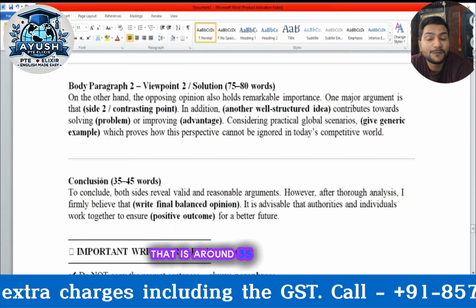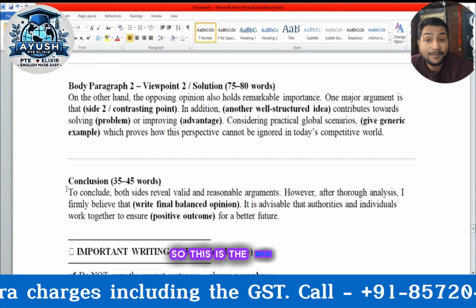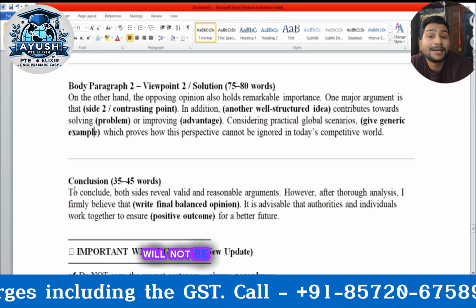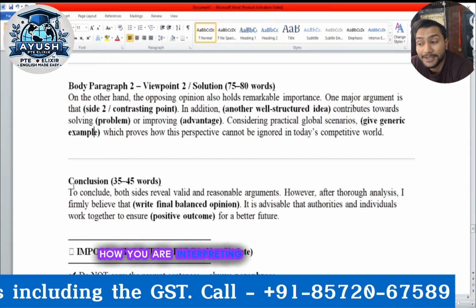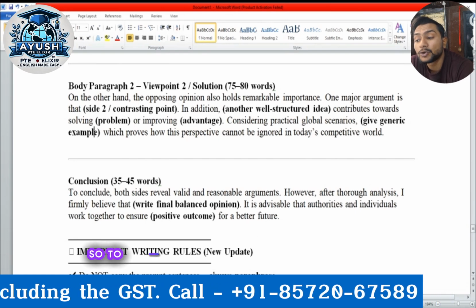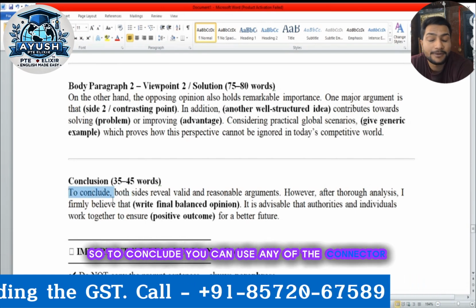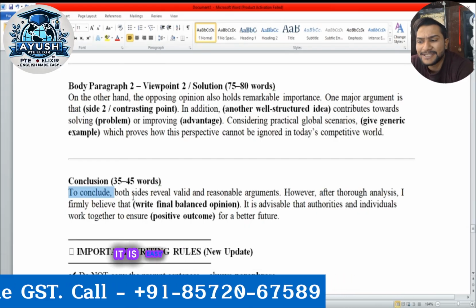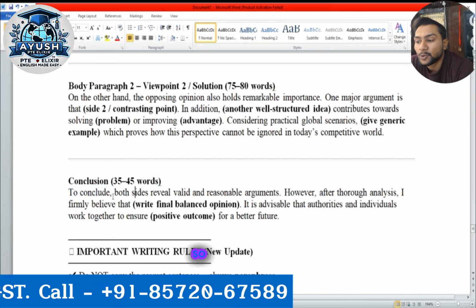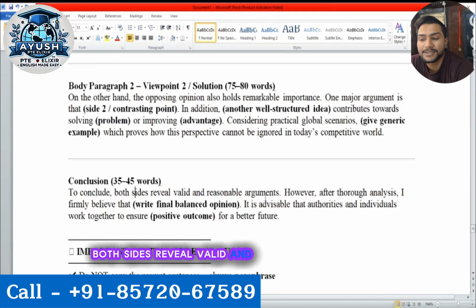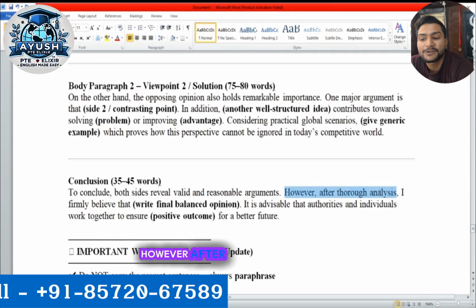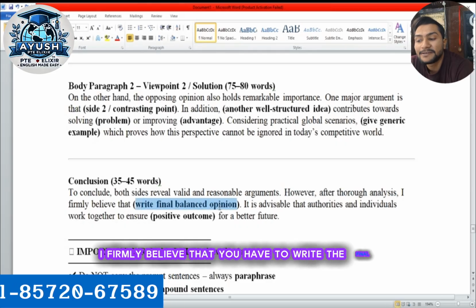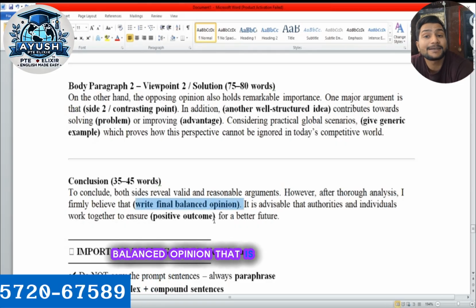That is around 35 to 45 words. So this is the main part, because if you're not concluding anything, the reader or examiner will not get the idea of how you are interpreting the essay. So to conclude, you can use any of the connectors, but this is the simplest one. I'm not using heavy words, heavy vocabulary. It is easy to understand and learn as well. So to conclude, both sides reveal valid and reasonable arguments. However, after thorough analysis, I firmly believe that you have to write the final balanced opinion that is according to you.